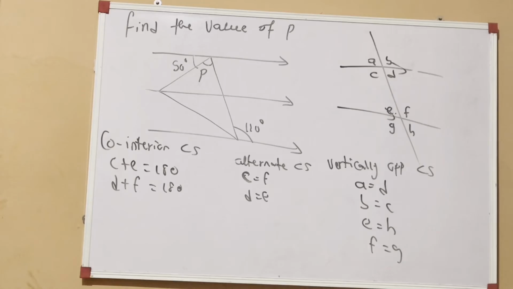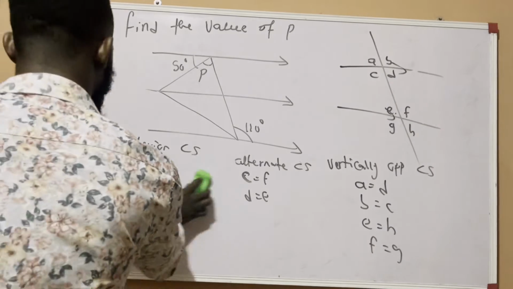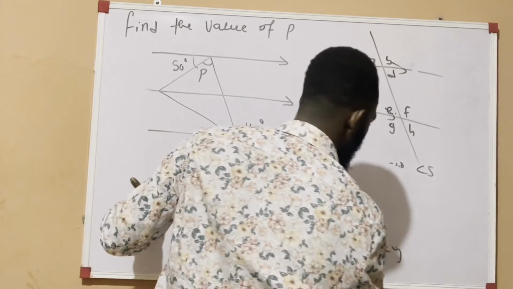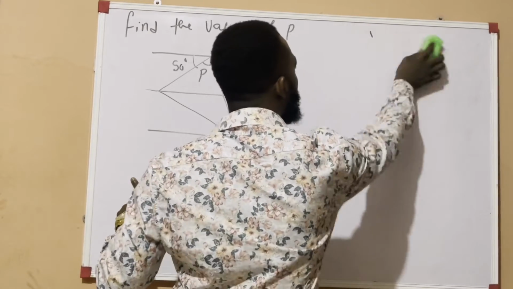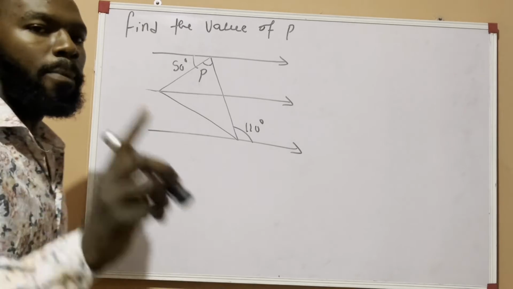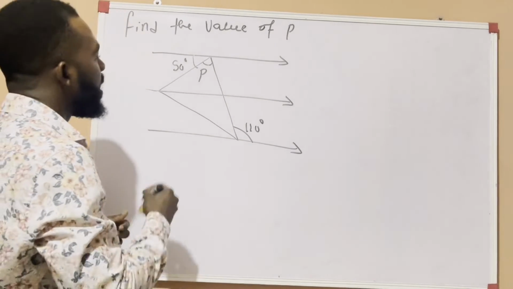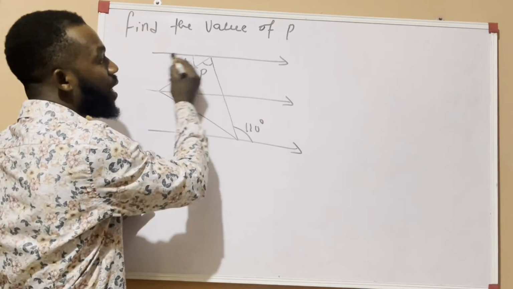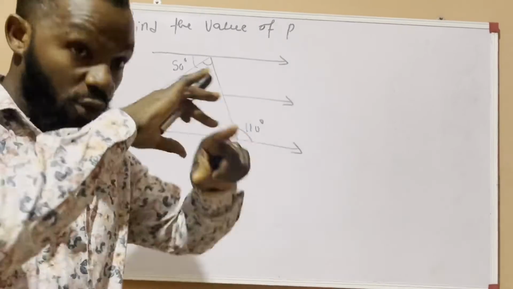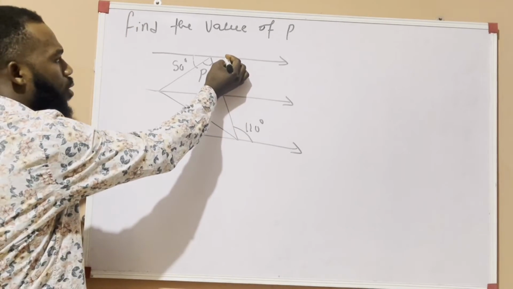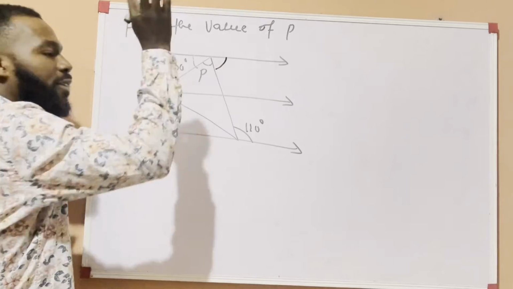Now, let us come back to the question for today. Okay, now we are told to find the value of P. But there's one thing you should know. This angle and this angle, they are formed on a straight line, even if it is not on top, so far they are on a straight line. Now, it means if I'm able to get this angle here, then I will get the value for P.